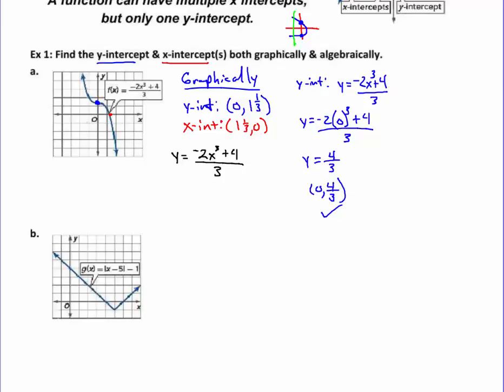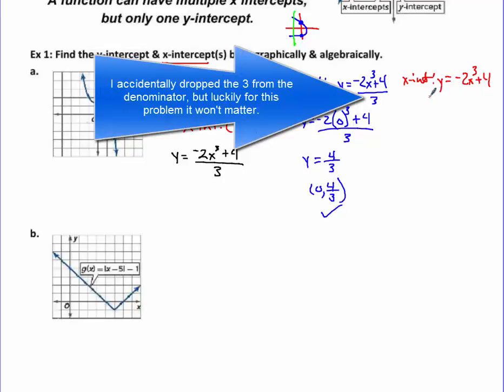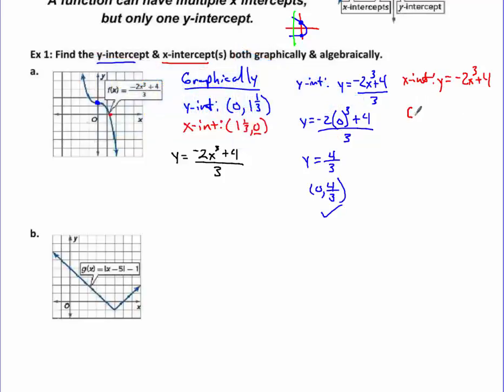Now let's go and look at our x-intercept. Again, we have the same equation. But the x-intercept occurs when y equals 0. So the way I do this is I make the y a 0, and I solve it. So I'm going to subtract 4 from both sides. I get negative 4 equals negative 2x cubed. Divide by negative 2. Okay, then I have x cubed equals 2.